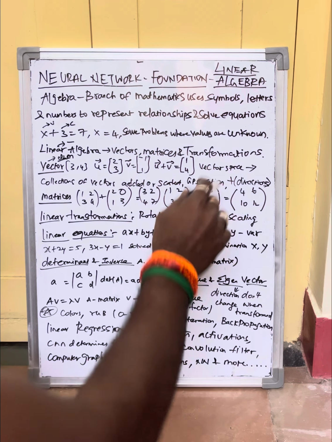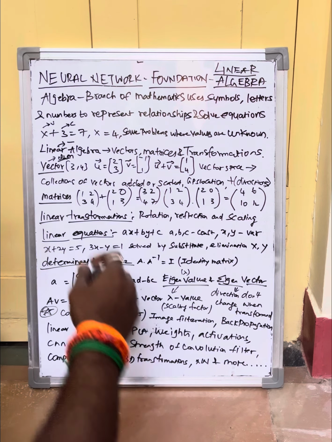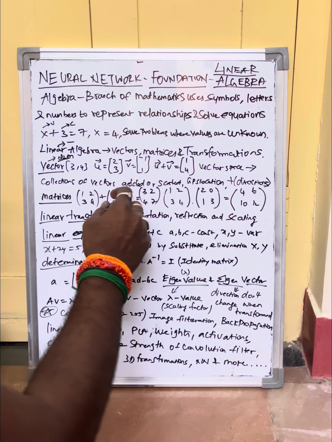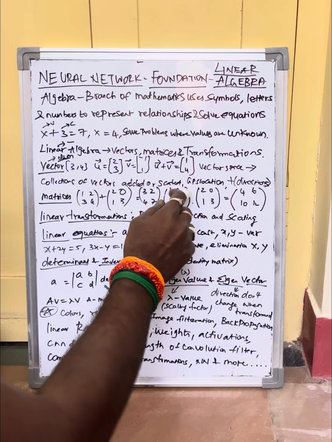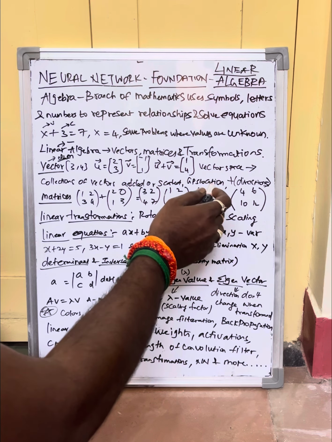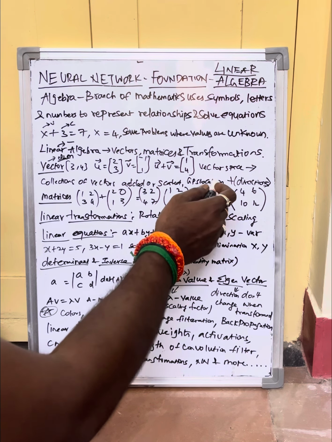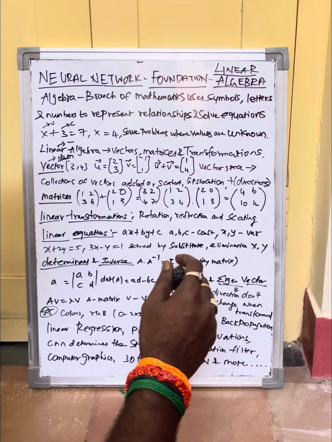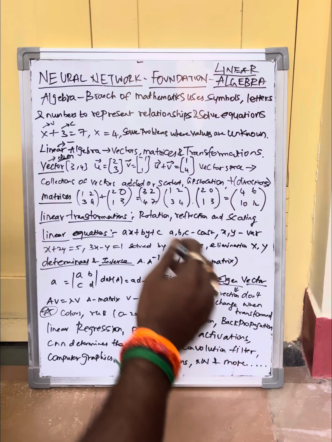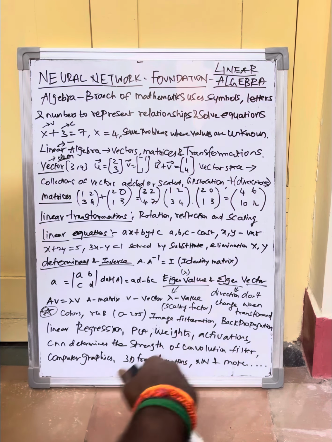And we have the vector space. A vector space is a collection of vectors which can be added or scaled. For example, we can use it in GPS location, where we see latitude and longitude, which are two values that give a direction.